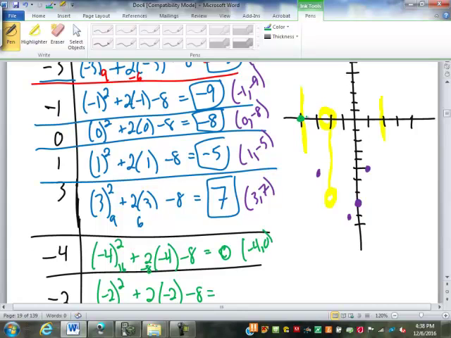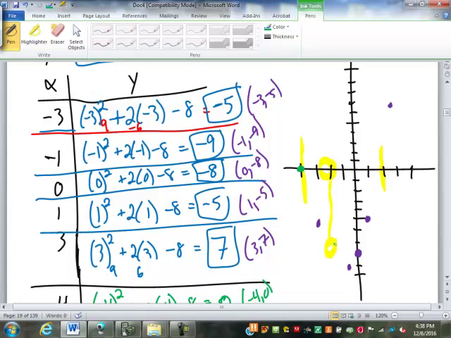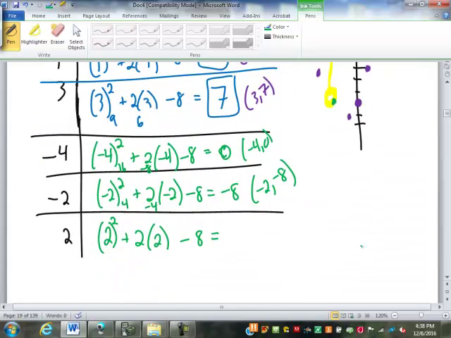So that'd be a point right there. If x is -2, we got -2 squared is 4. 2 times -2 is -4, so 4 and -4 is 0. Minus 8 is -8. So when x is -2, y is -8. So -2, -8 is right there. Actually got a pretty good idea of what it's going to look like already.